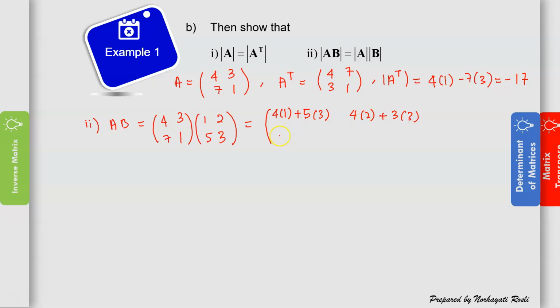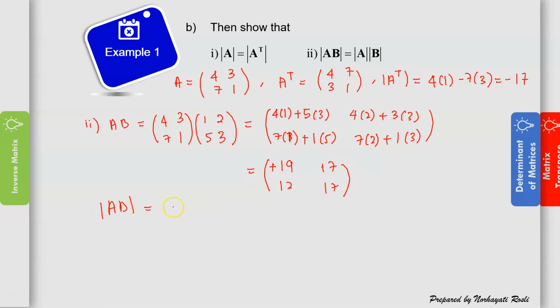And then the next element is 7 times 1 plus 1 times 5. The next element is 7 times 2 plus 1 times 3. When we solve this one, we will have the answer 19, 17, 12, 17. Then we need to take the determinant of this multiplication of two matrices.